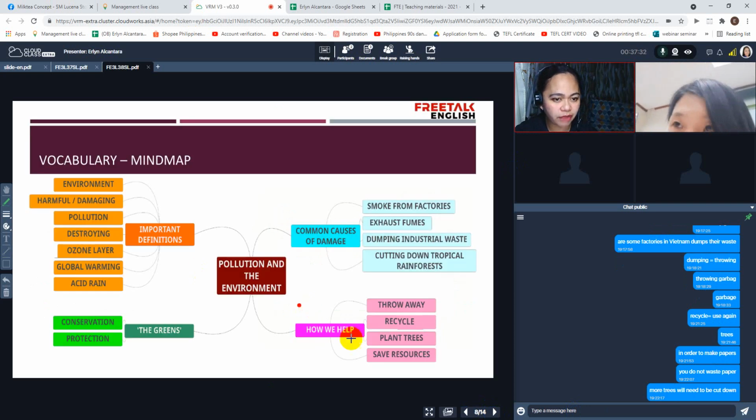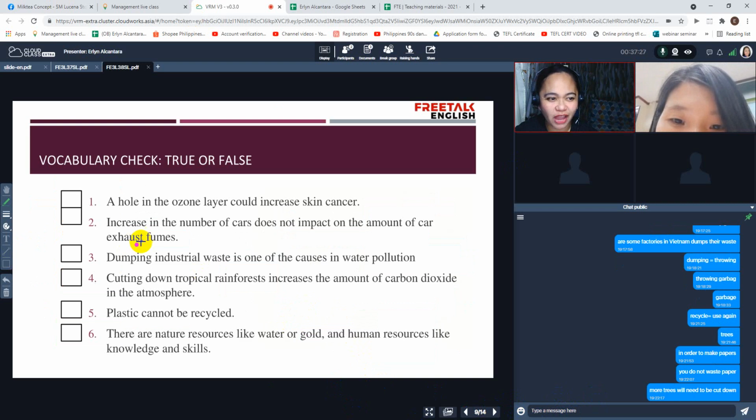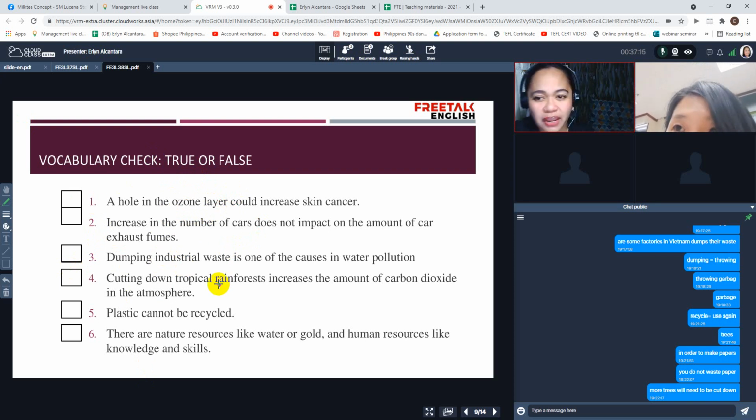Alright, very good. So now, are we ready? Let's try to answer some exercises in here. I want you to read the following sentences and tell me if it is true or false. Let's start with number 1. A hole in the ozone layer could increase skin cancer. I think true. Very good. That's correct. What about 2?